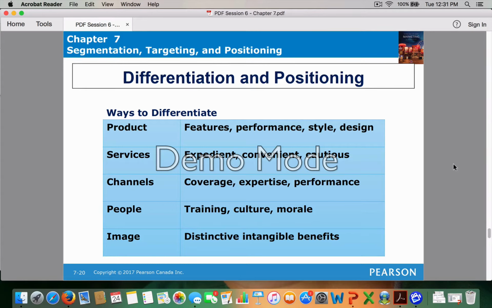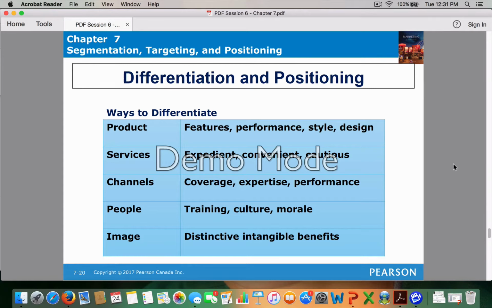That you provide better service. You can use different channels of distribution. You have different coverage in terms of where your product is available. In some cases, you want products to be available everywhere. If you're selling Coca-Cola, you want your product to be available absolutely as many places as humanly possible.